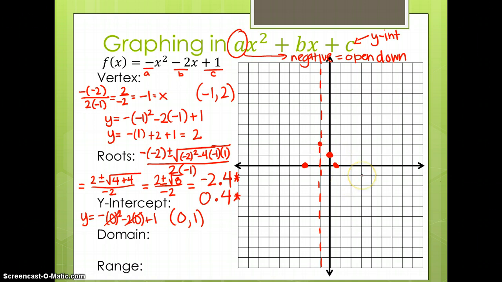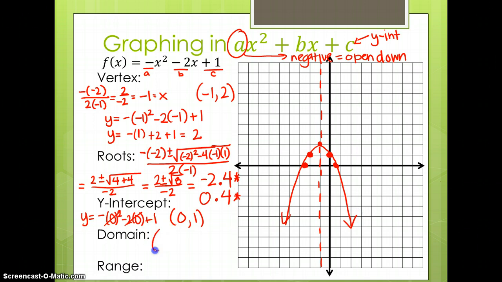If I wanted to, because I know this axis of symmetry reflects on both sides of the line, I know the point 0, 1's on there. I could also reflect that point. So in this case, it works out to be a really nice number. It's at negative 2, 1, to give me a slightly better picture. Just easier to connect more dots.